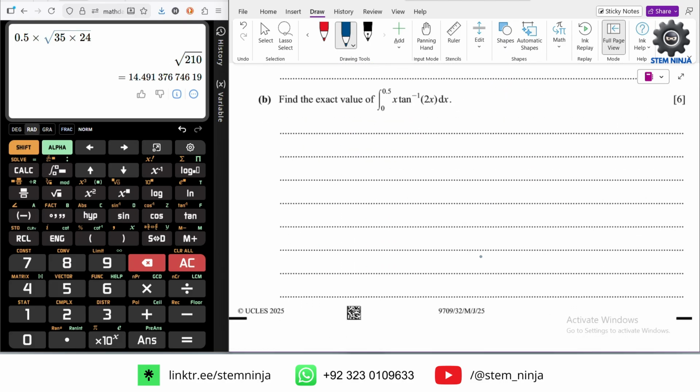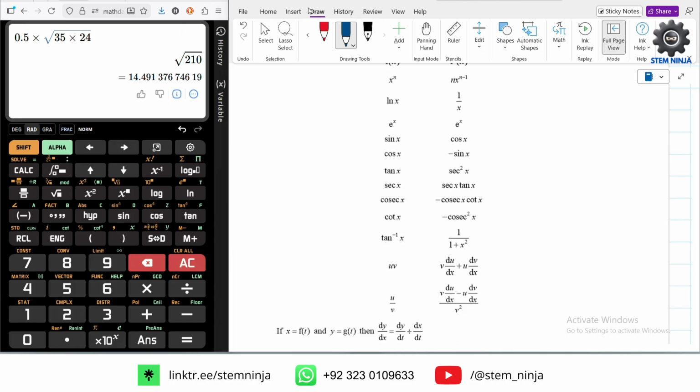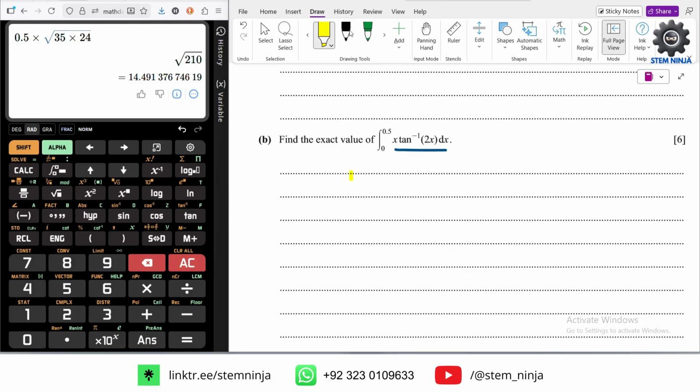Okay. Find the exact value of the integral of x tan inverse of 2x. So the derivative of tan inverse is this. You have to keep this in mind. We will use the chain rule to handle tan inverse of x. Sorry, my bad.